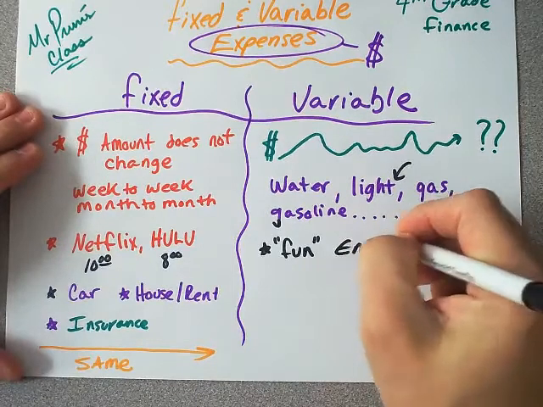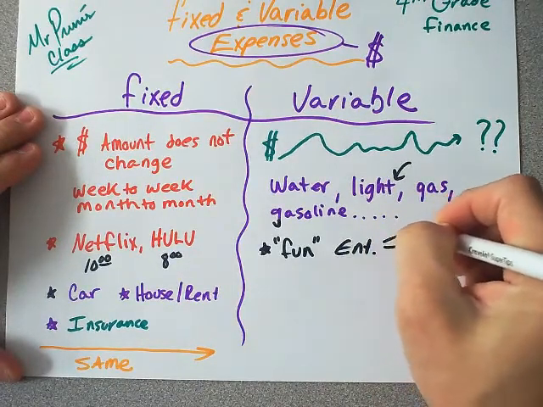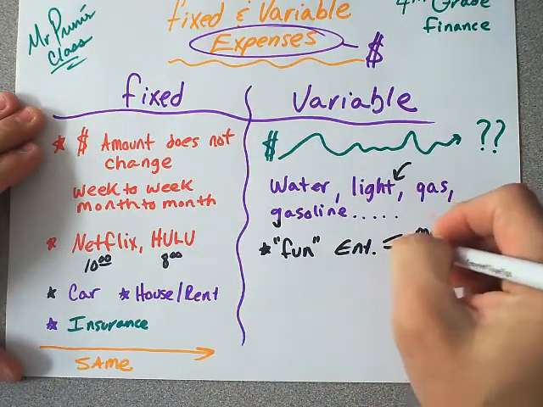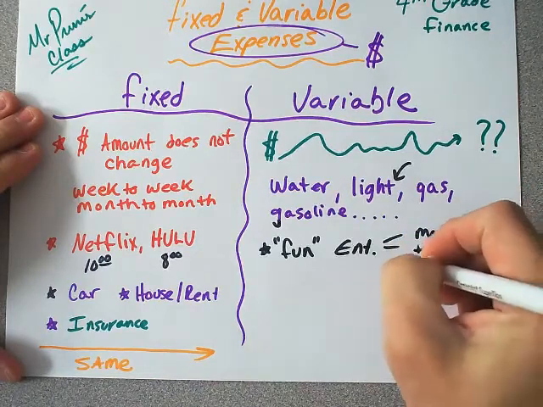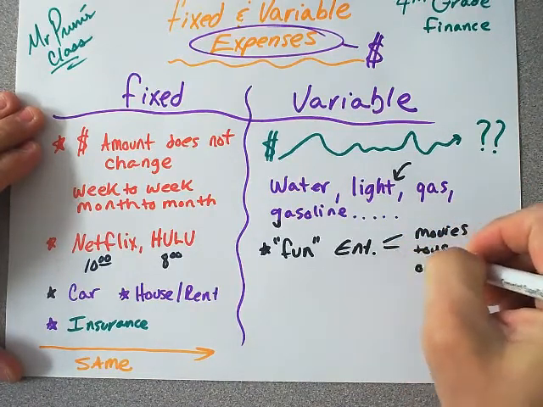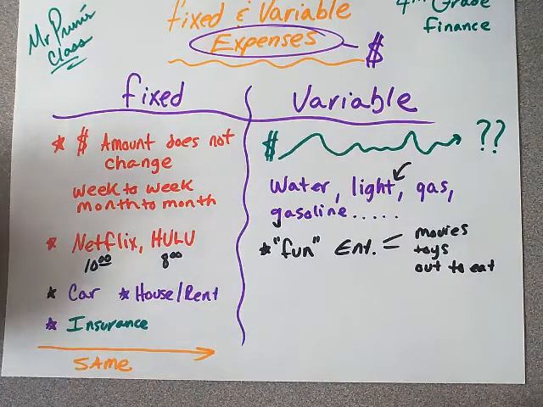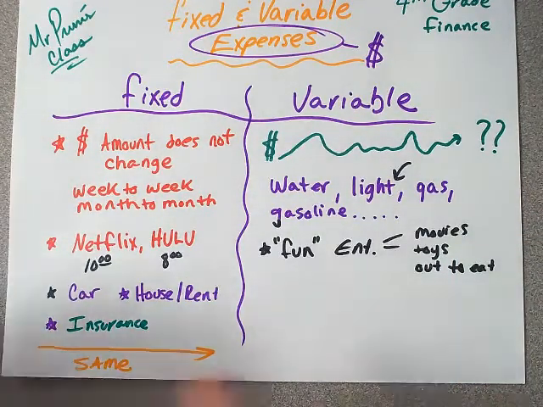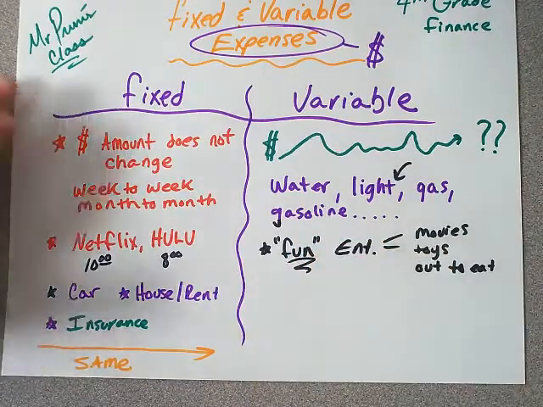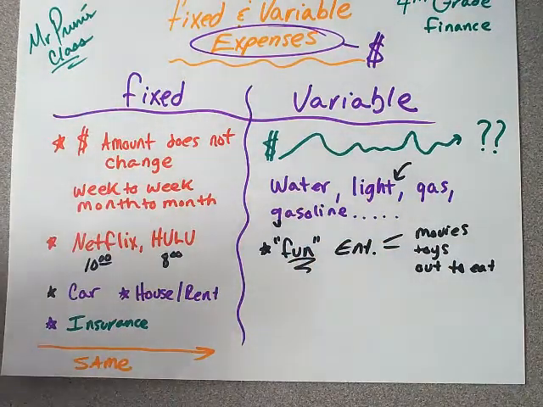This could be so many things. This could be going out to the movies, buying toys, or going out to eat at some fancy restaurant. Anything that you would do for fun that's not an absolute necessity is going to fall under that fun category. Going on a family trip, going on a vacation, doing things like that.